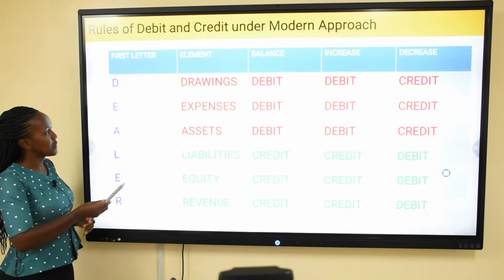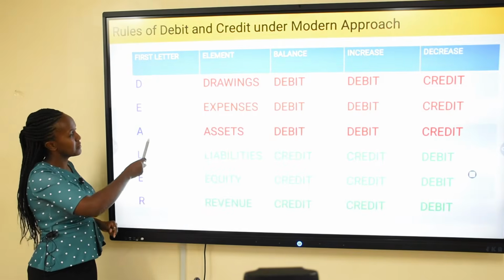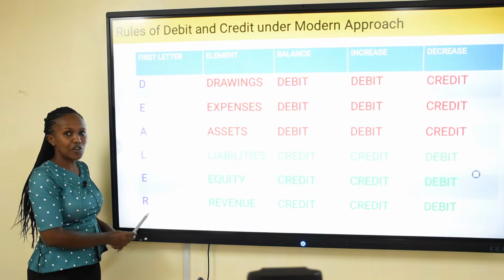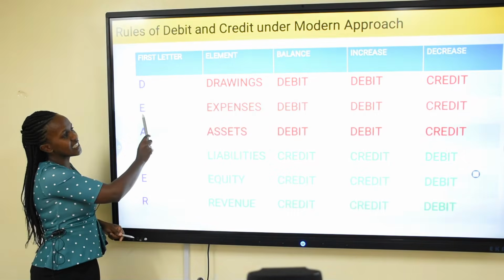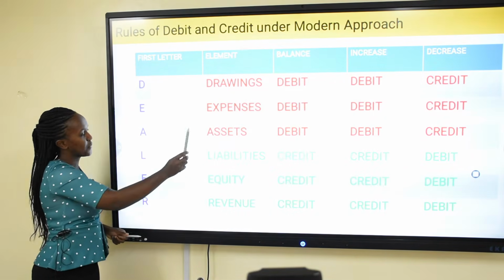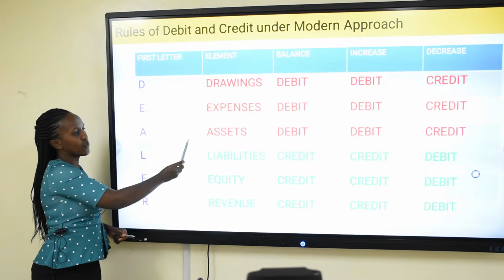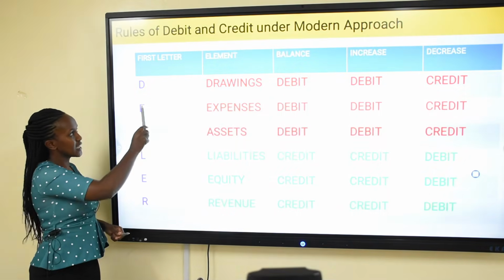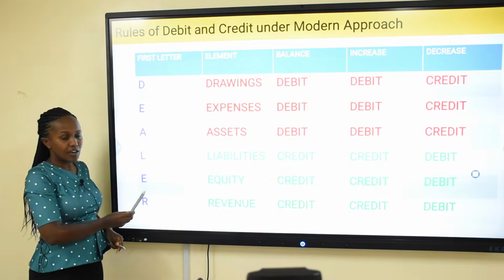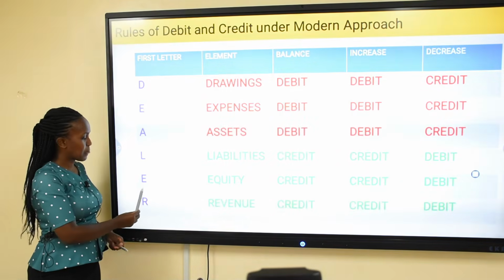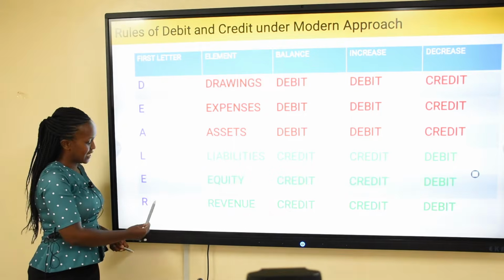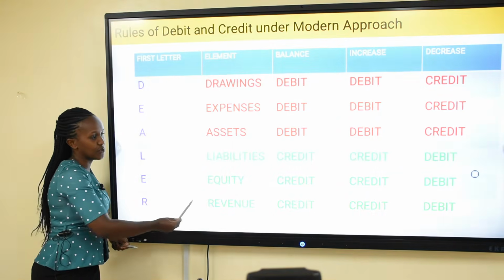So you have a DEALER. D is for drawings. The first E is for expenses. A stands for assets. That is the DEA. On the other part, you have L for liabilities, E for equity, and R for revenue.